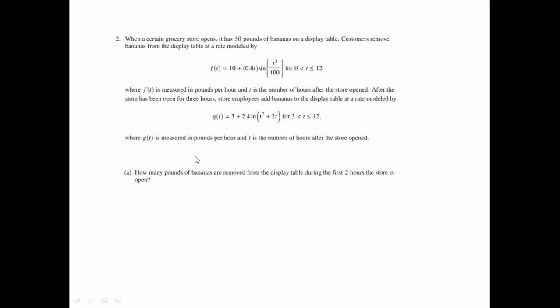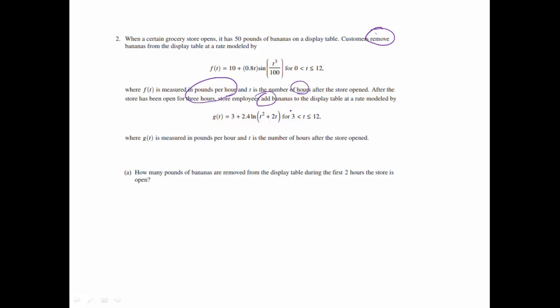Okay, problem 2. When a certain grocery store opens, it has 50 pounds of bananas on a display table. Customers remove bananas from the display table at a rate modeled by F of t. I'm just going to circle remove, where F of t is measured in pounds per hour and t is measured in hours. After the store has been open for 3 hours, store employees add bananas to the display at a rate modeled by G of t, where G of t is measured in pounds per hour.